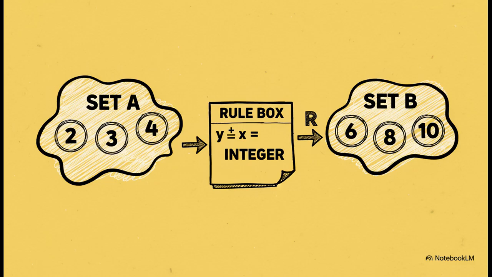Okay, warm-up's over. Let's get to the main event. We've got two sets, A and B, and we have a relation, we'll call it R, that connects an element x from A to an element y from B, but only if a certain condition is met. The rule is y divided by x has to be an integer, a whole number.